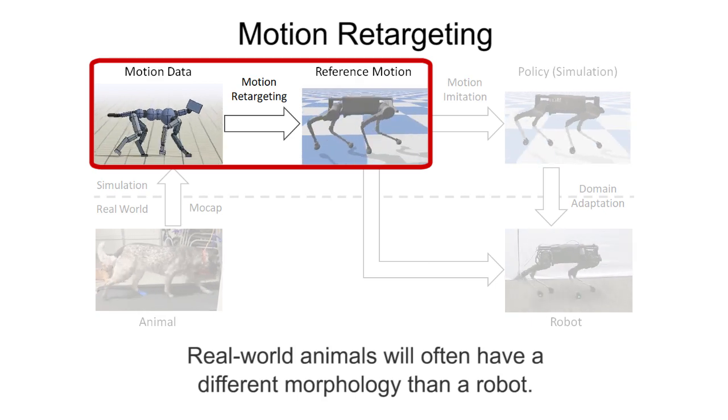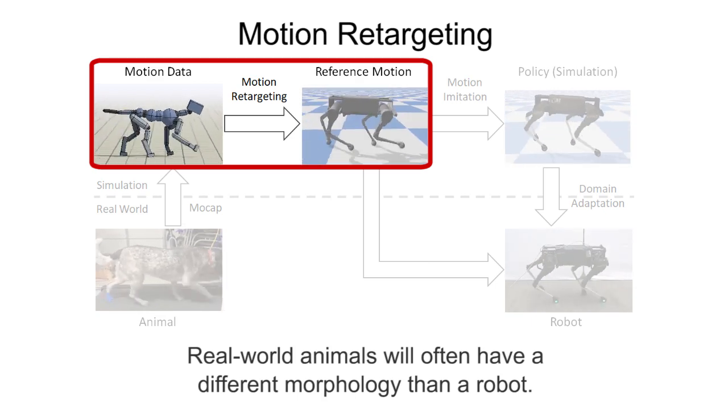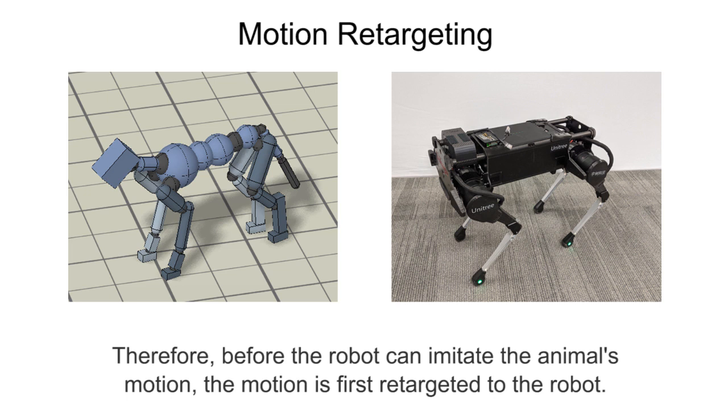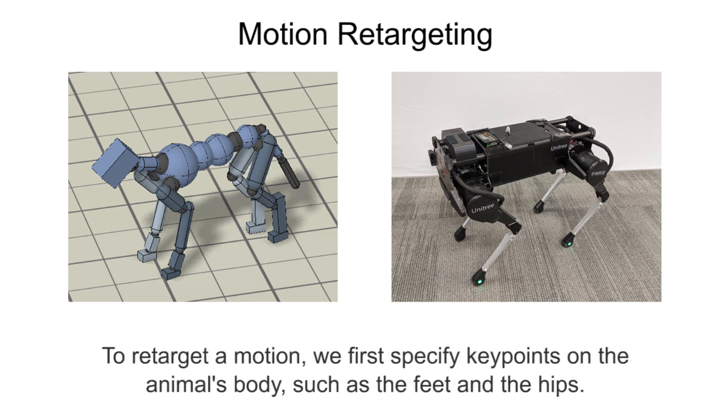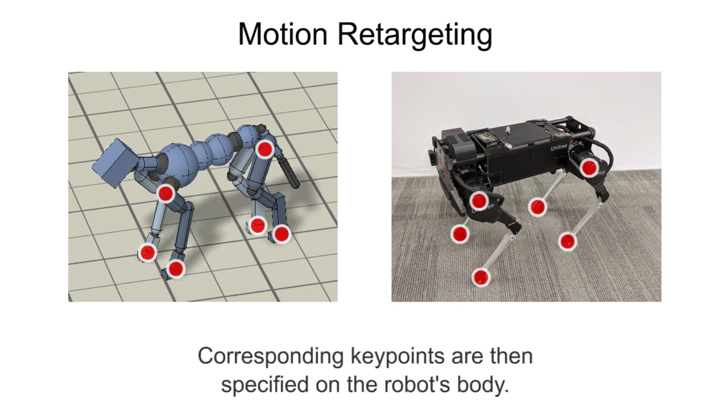Real-world animals will often have a different morphology than a robot. Therefore, before the robot can imitate the animal's motion, the motion is first retargeted to the robot. To retarget a motion, we first specify key points on the animal's body, such as the feet and the hips. Corresponding key points are then specified on the robot's body.